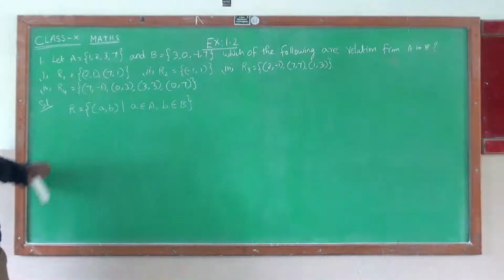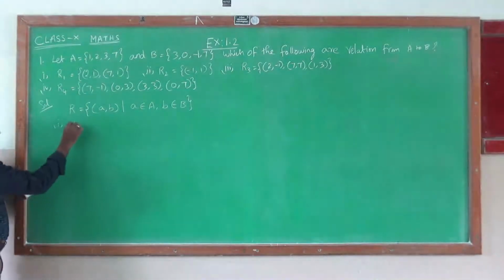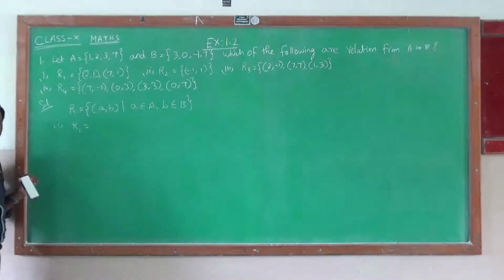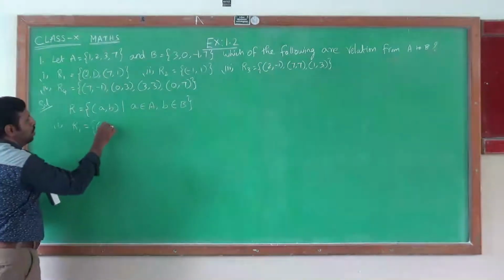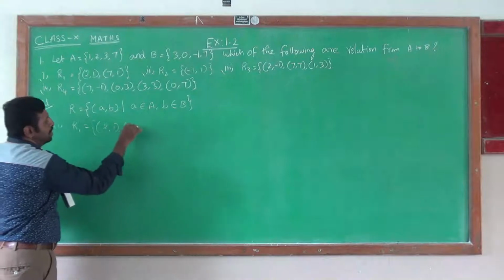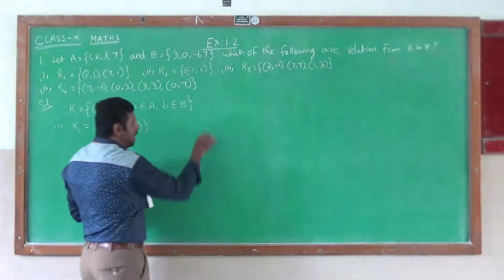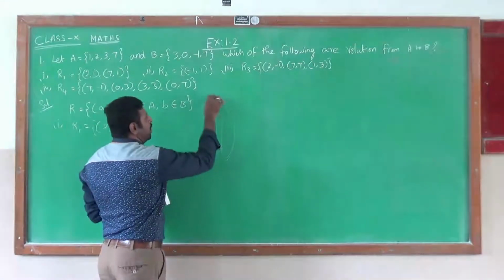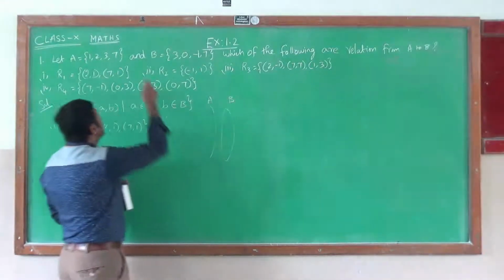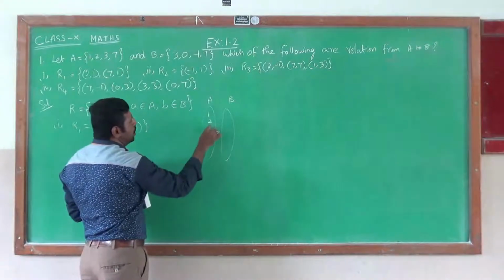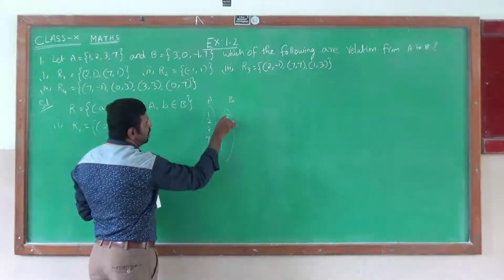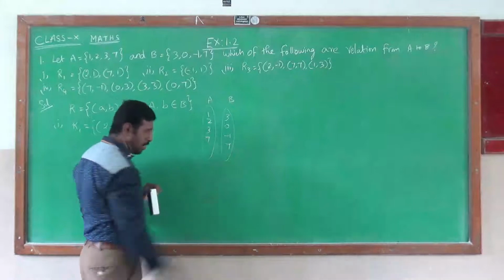Now we see Roman number 1. The Roman number 1 is given as R1 equal to the elements (2, 1) and (7, 1). Now compare this with the set A and the set B. This is the set A, this is set B. Set A contains 1, 2, 3, 7. Set B contains 3, 0, minus 1, 7.